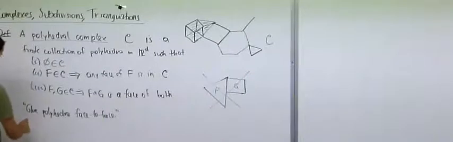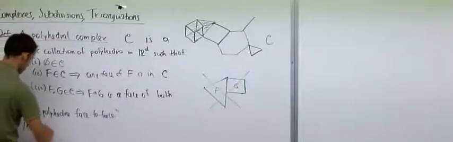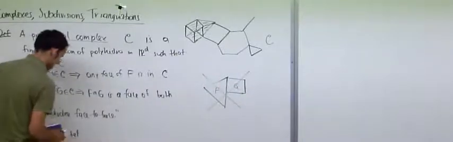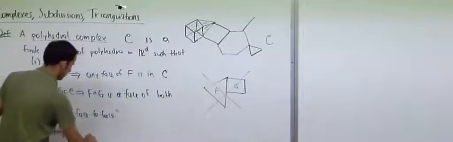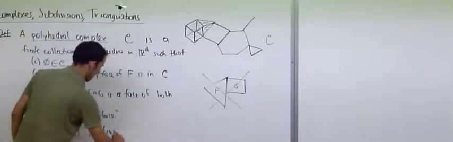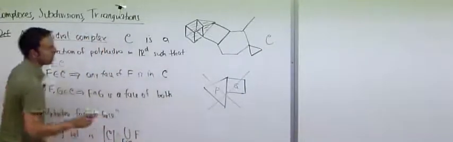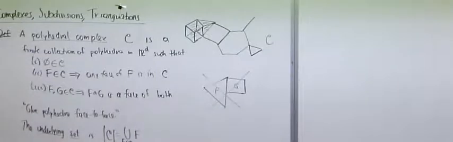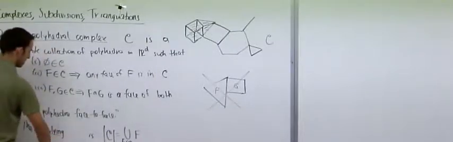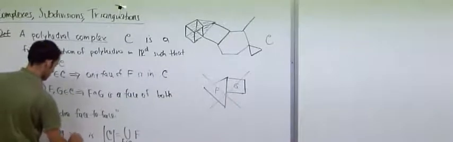And the underlying set is denoted like this, and it's just the union of all the polytopes, of all the polyhedra in there. Okay, so it's kind of the underlying space. So maybe it's better to call it the underlying space. Okay. So the underlying space is just the union of all the polytopes in there.